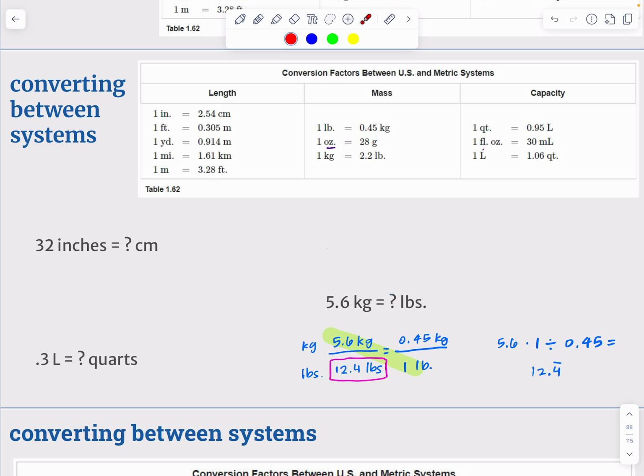Let's do another example using length measurements. So this time we have 32 inches. Again, I'm going to set up a proportion here. I want to know how many centimeters is 32 inches. So again, we'll just start up in the upper left-hand corner here, and I'm going to enter in 32 inches. I don't know how many centimeters that is. I'm going to give myself a little box to fill in this time.